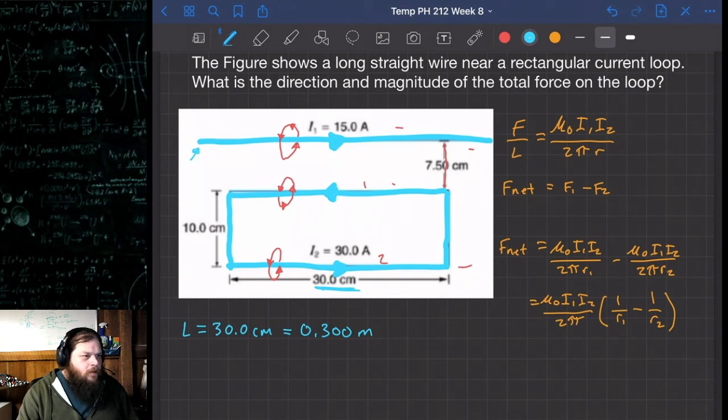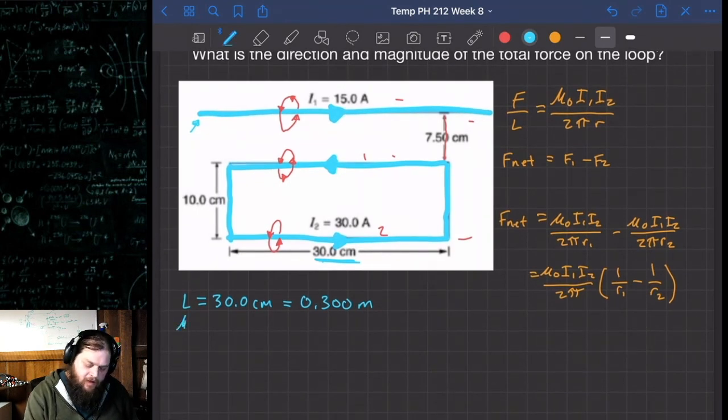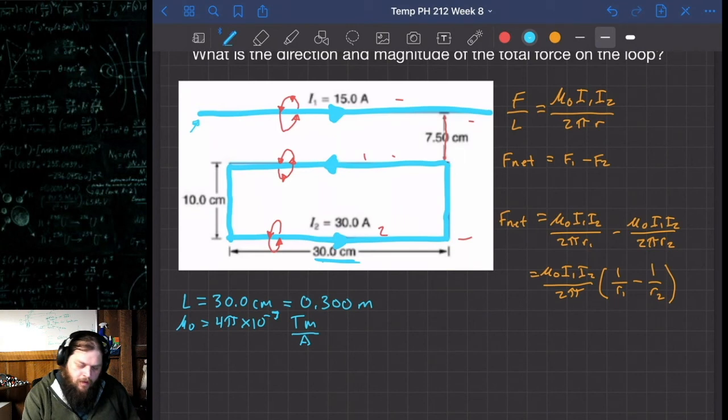And we can say that the magnetic permeability of free space, that mu naught value, is going to be equal to 4 pi times 10 to the negative 7. Units for that, this is a 7, Tesla meters per amp. The values of current, I1, in this case this is I1 up here, which is equal to 15.0 amps. I2 is that loop on the bottom. It's equal to 30.0 amps.